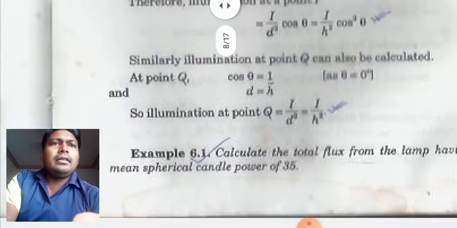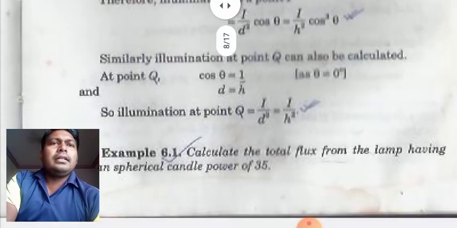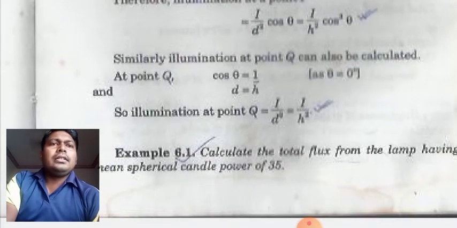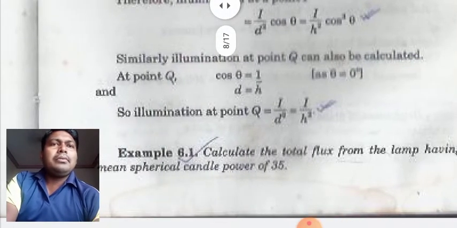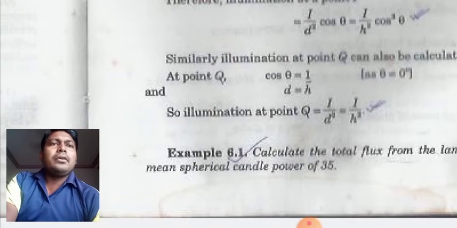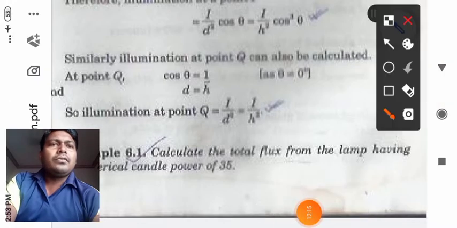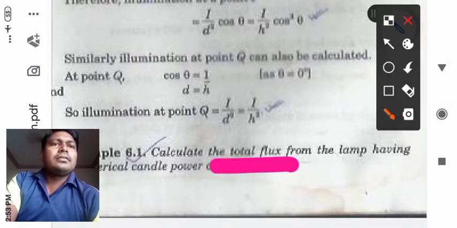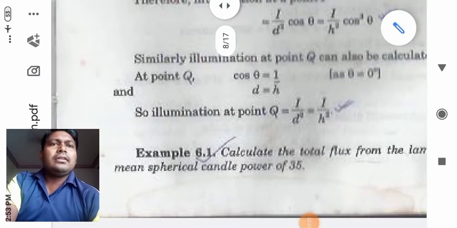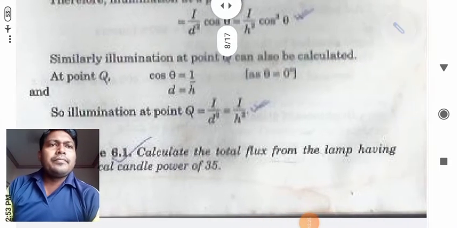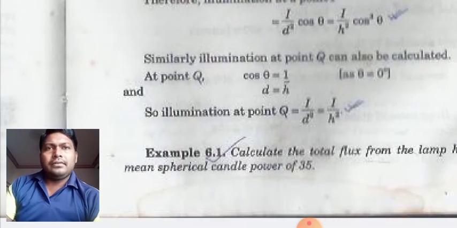Right. Now we will have a numerical. Let us calculate. The question asked is: calculate the total flux from the lamp having mean spherical candle power of 35. You have to find the total flux. That should be inside your mind while solving such problems. And the only thing which has been given to you is that the lamp has a mean spherical candle power of 35.